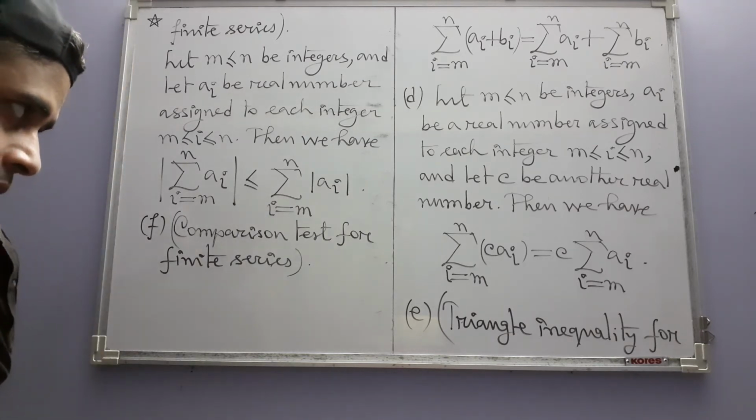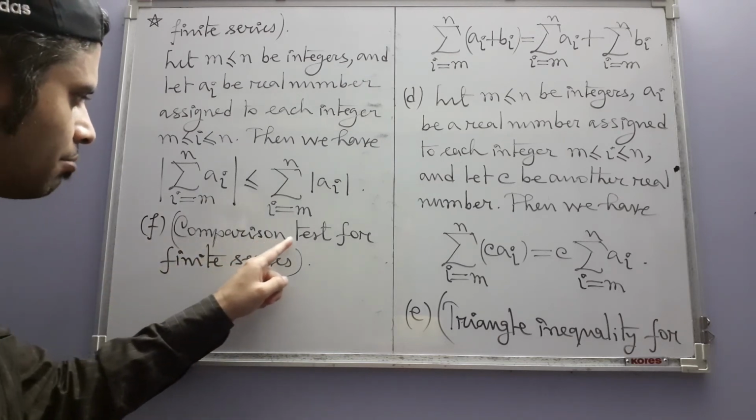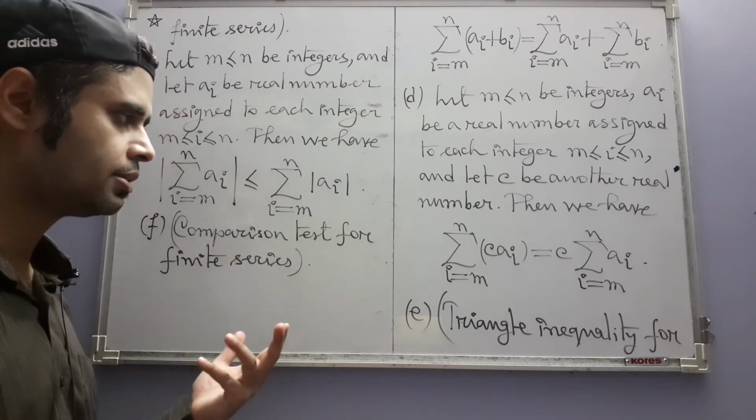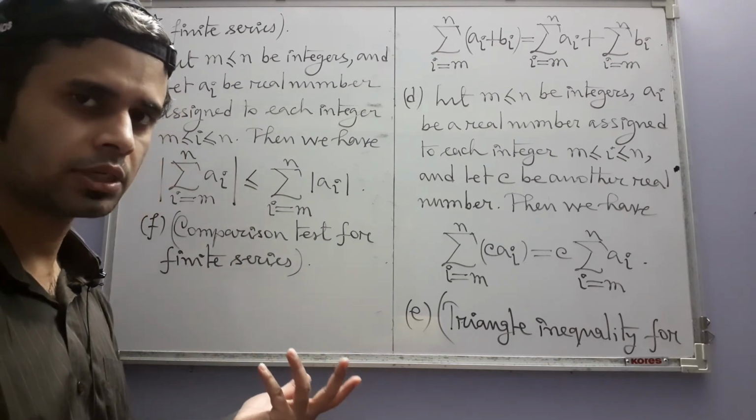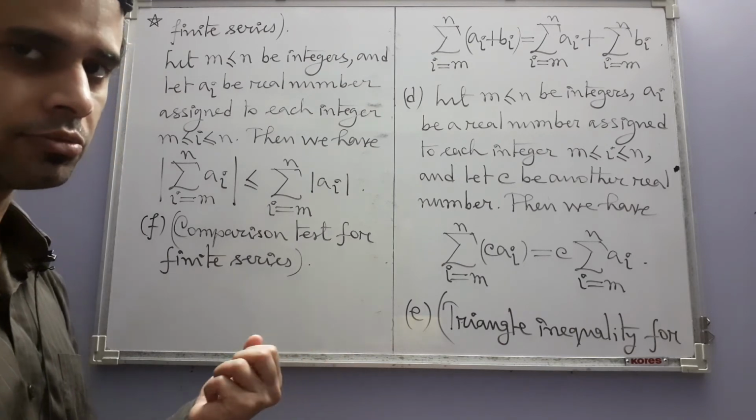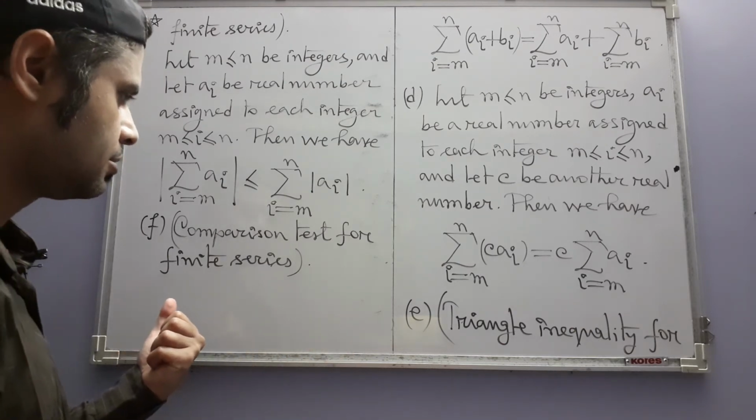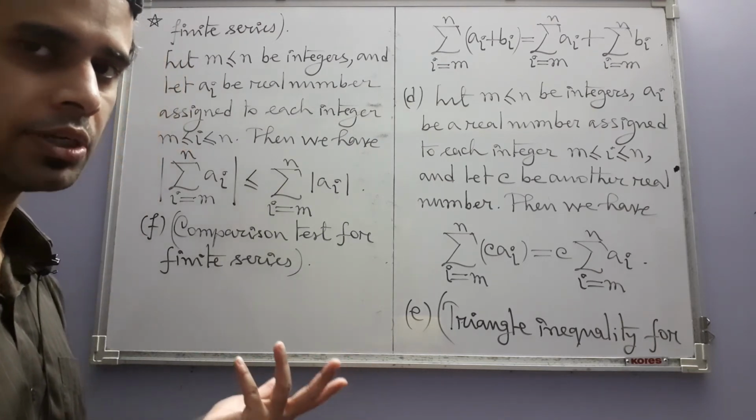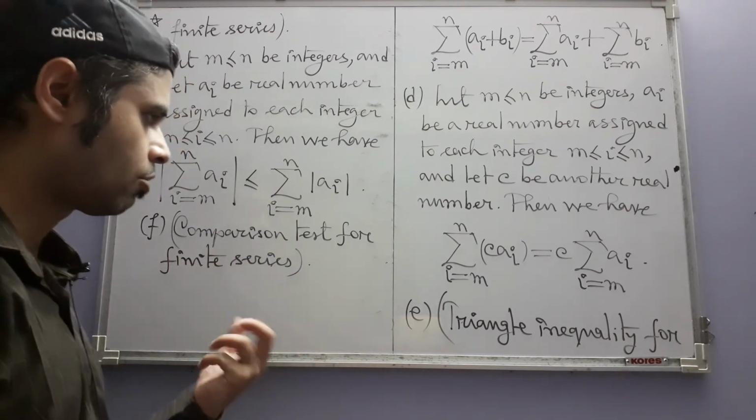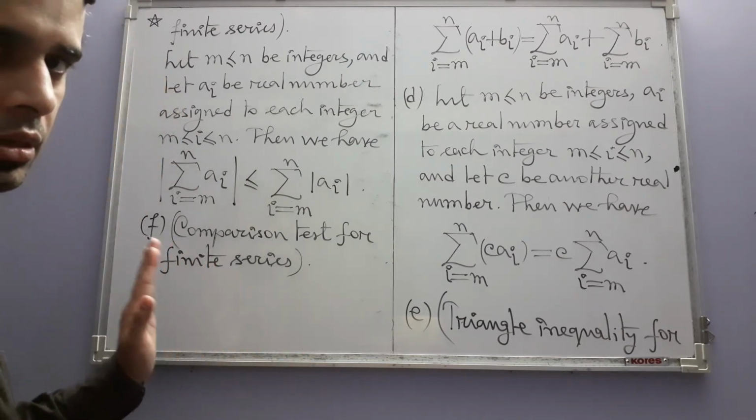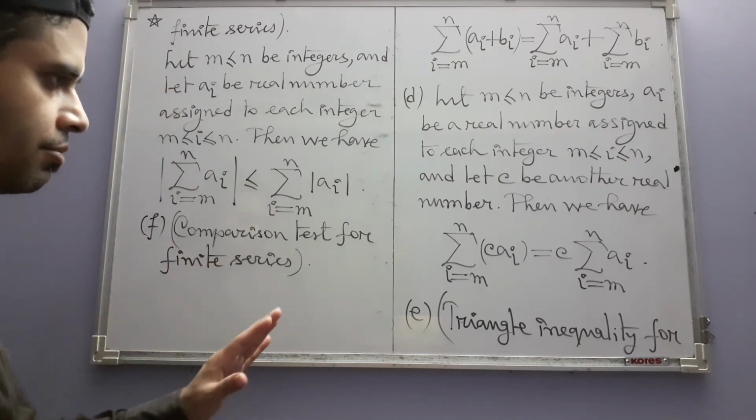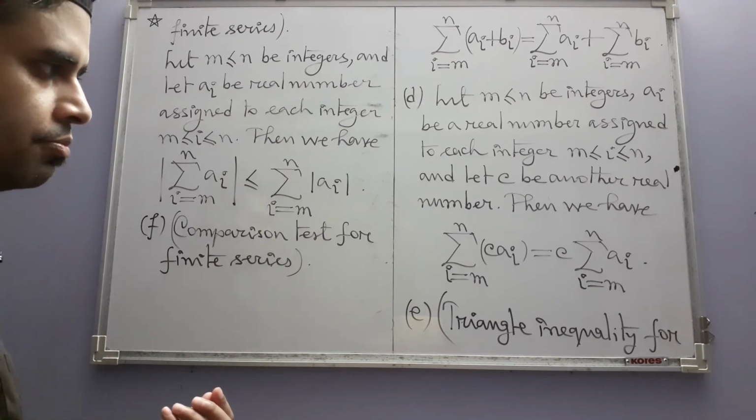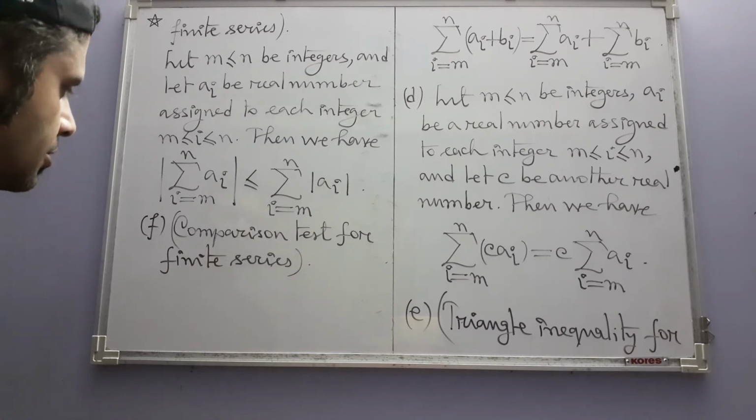So you can in fact see this in the name comparison test for finite series. When we have an infinite series, there comes the question of its convergence or divergence. So there is a test for seeing whether a given series is convergent, and one such test is a comparison test. Here, however, for finite series, there is in fact no issue of convergence. We will see these things when the time comes.